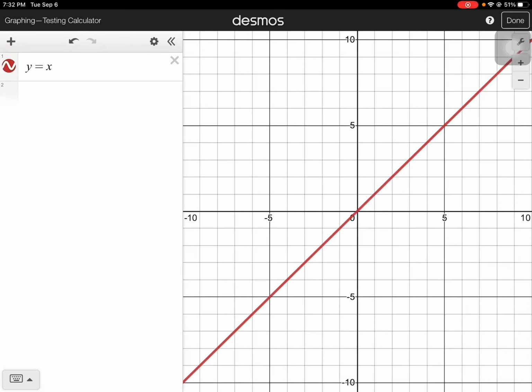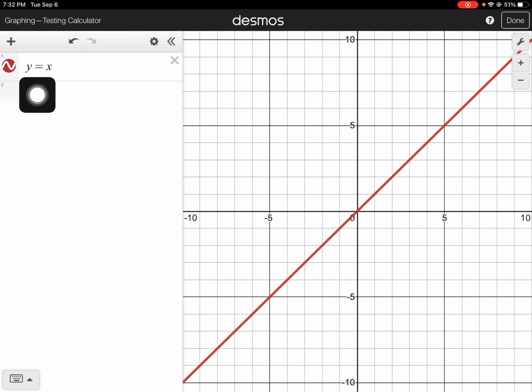I wanted to take you over to Desmos to talk to you about the parent functions and what they might look like in comparison to other functions that are in the same family but not necessarily the parent. So here I have for you a red function, y equals x. This function is a straight line, so this is going to be our linear function.